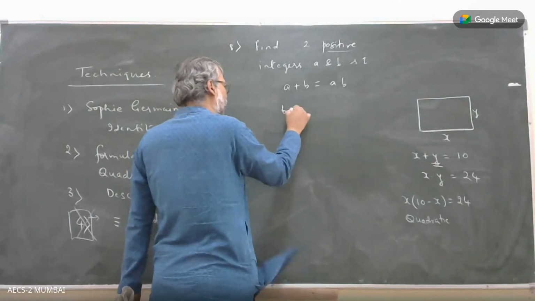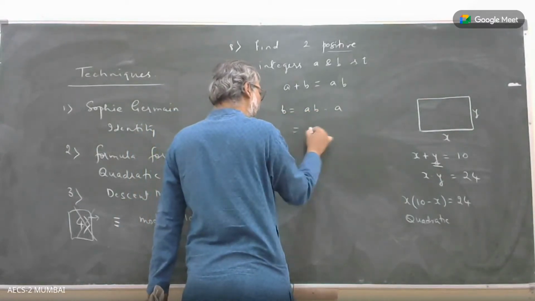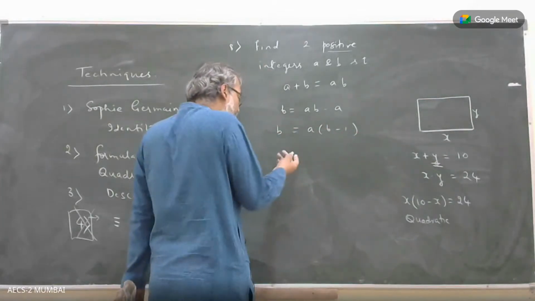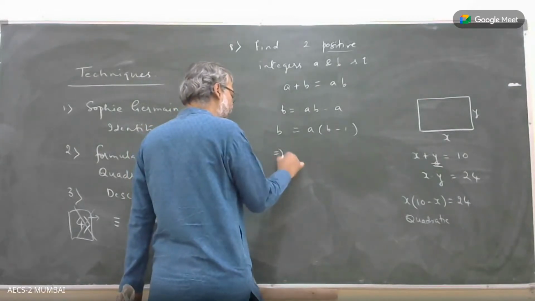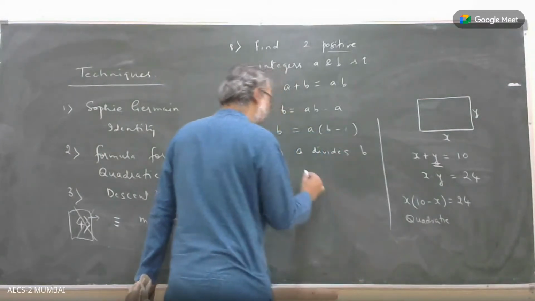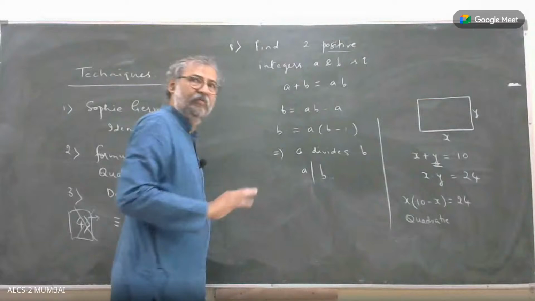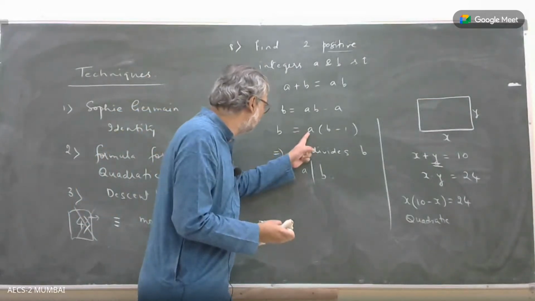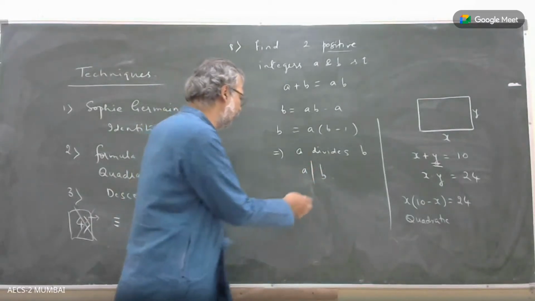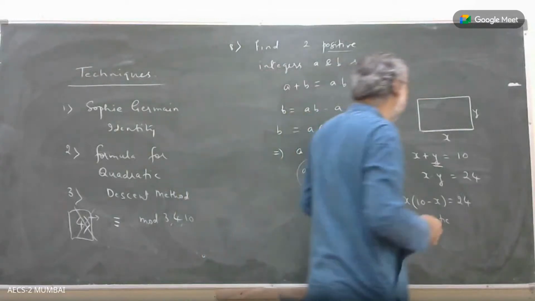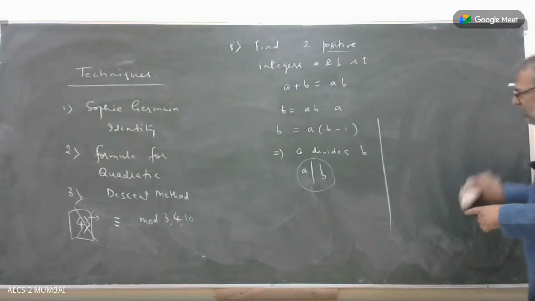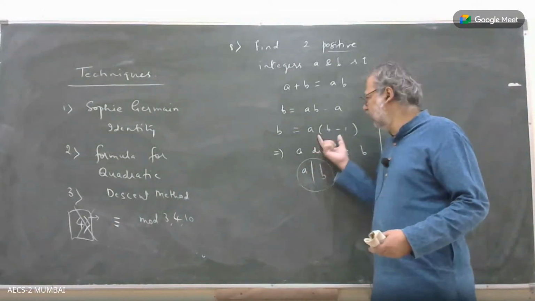Then I say b is equal to ab minus a, which is a times something, right? So b is a times something. And what does it mean in terms of number theory? It means a divides b, which shortly we show as a vertical line: a | b. This does not mean a by b or b by a. It means this number divides this number. That's it. So a divides b. If this notation is clear to you, we'll be using it quite often. So a divides b, which means b is a times some integer.